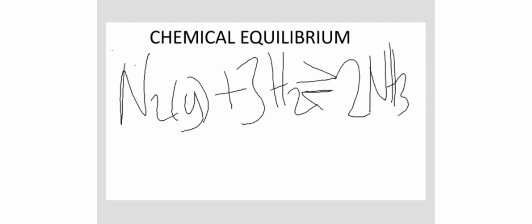Which is forming ammonia. At the same time, ammonia is breaking back into nitrogen and hydrogen. So nitrogen and hydrogen are forming ammonia, and at the same time, ammonia is breaking back into nitrogen and hydrogen. So this reaction is what we call chemical equilibrium.